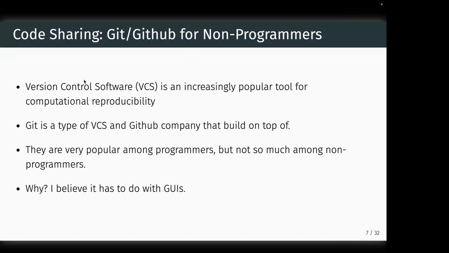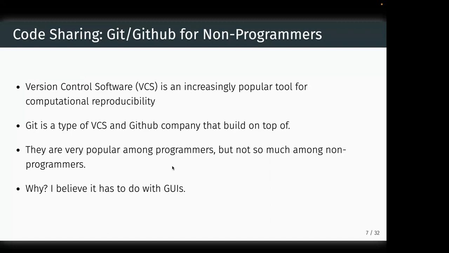Version control software is the general category here. It's an increasingly popular tool for computational reproducibility. Git, the software, is a type of version control software, and GitHub is a company. There are different things that are built on top of this software. Both are very popular among programmers, but until very recently, not so much among non-programmers.